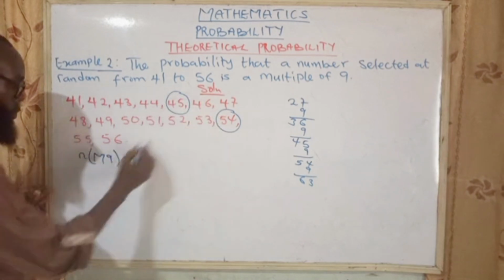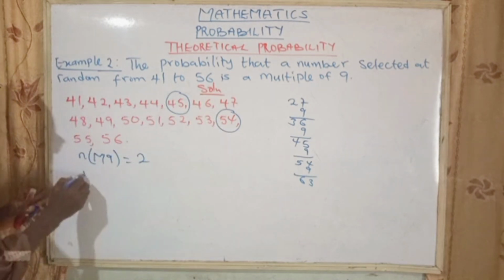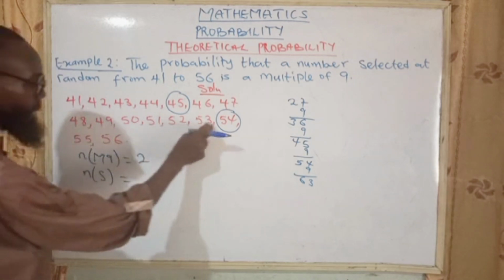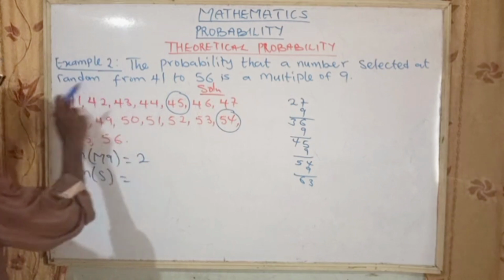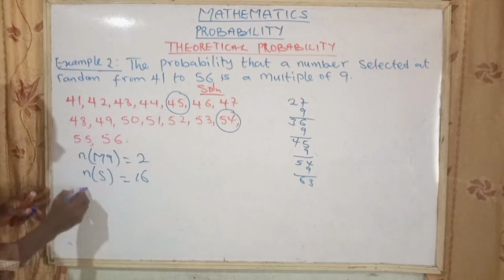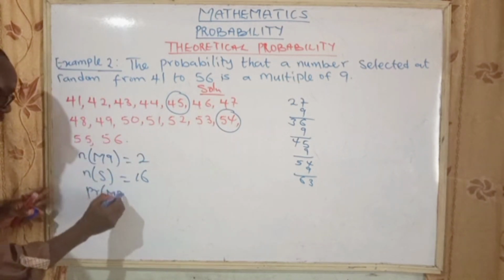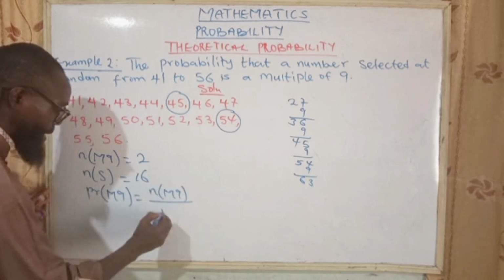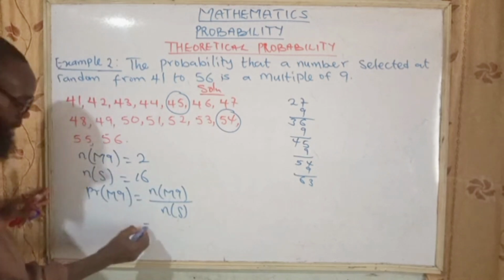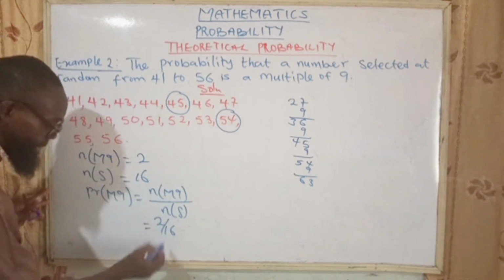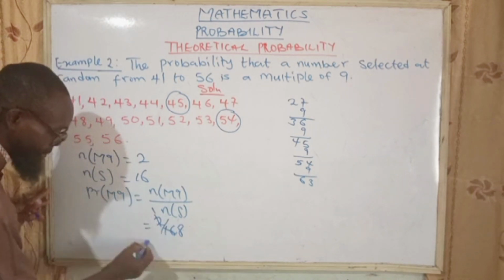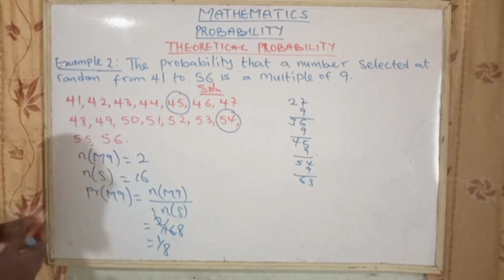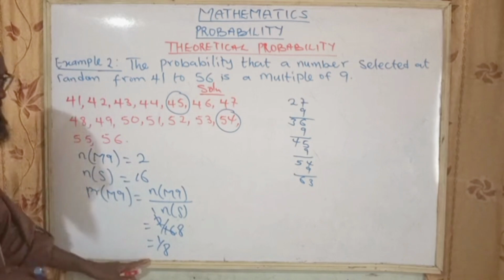So 1, 2. We have 2. Then the number of sample space: 1, 2, 3, 4, 5, 6, 7, 8, 9, 10, 11, 12, 13, 14, 15, 16. We have 16. Then the probability of multiples of 9 will be the number of multiples of 9 over the number of sample space, which gives 2 divided by 16. 2 here 1, 2 here 8. Finally, we have 1 over 8. So this theoretical experiment gives 1 over 8.